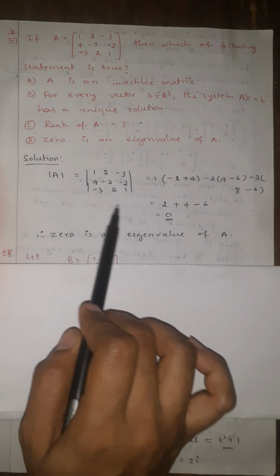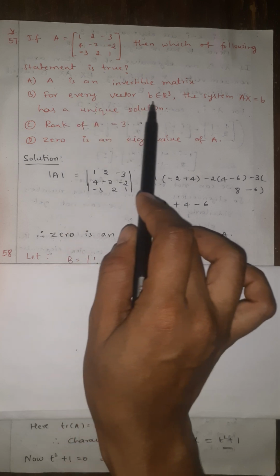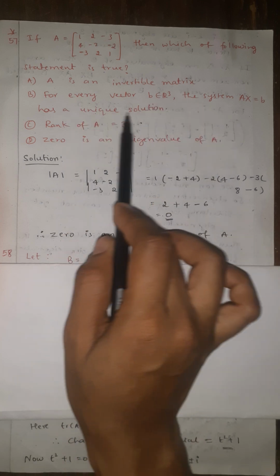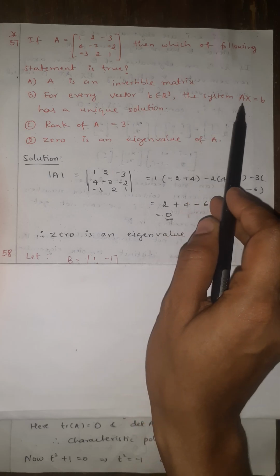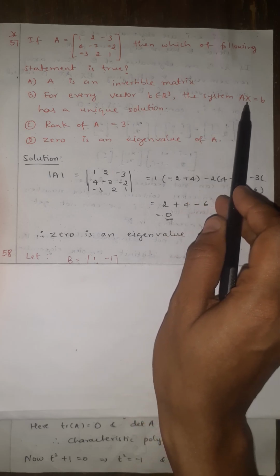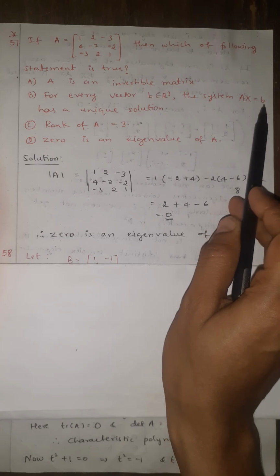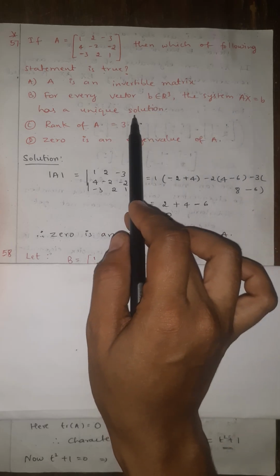So since here determinant of A equal to 0, A is not invertible. Also, for every vector B belongs to R3, the system has a unique solution. This is also not possible because here A is not invertible. If A is invertible, then the unique solution is given by x equal to A inverse B. Okay, so it has no unique solution.